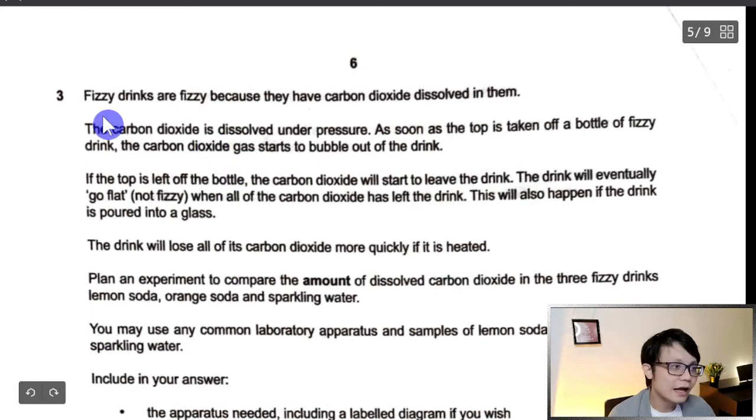Fizzy drinks are fizzy because they have carbon dioxide dissolved in them. Let me take a highlighter. The question is very long, so it's very good to take a highlighter. Okay, the carbon dioxide is dissolved under pressure. When the pressure is released, the carbon dioxide starts to bubble out.